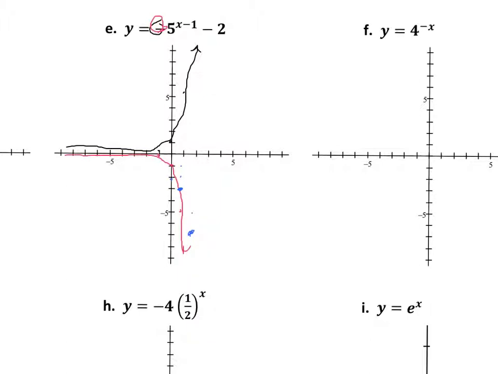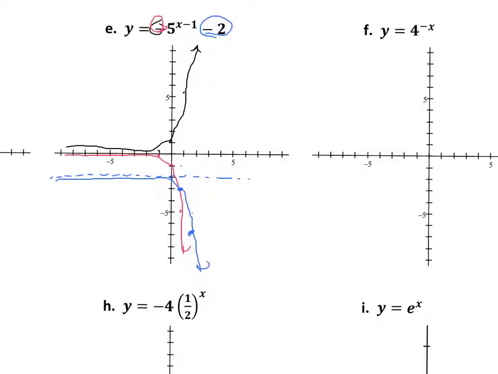And where's my asymptote? How did I shift it? Down 2, so y is negative 2. You can always just tell by the vertical shift, that is where your asymptote is. You always have to have one. Always, correct. So there's our final graph right there.